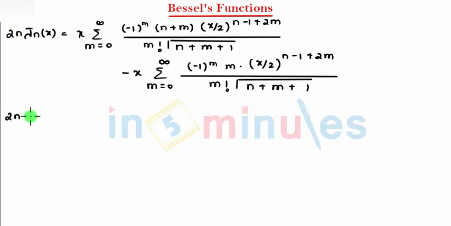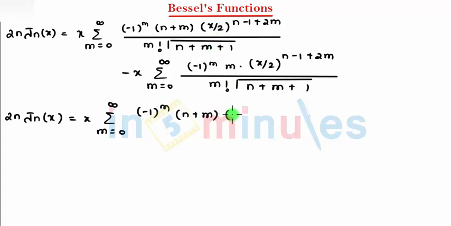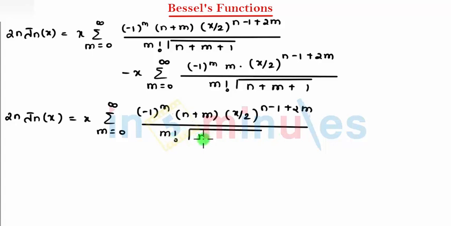So now I write here 2n Jn(x), and that is equal to x summation m equal to 0 to infinity, then (-1) raised to m, n plus m, and here we can write (x/2) raised to n minus 1 plus 2m. The whole gets divided by m factorial gamma of n plus m plus 1, minus x. So we start with m equal to 1 to infinity, and further (-1) raised to m (x/2) raised to n minus 1 plus 2m.